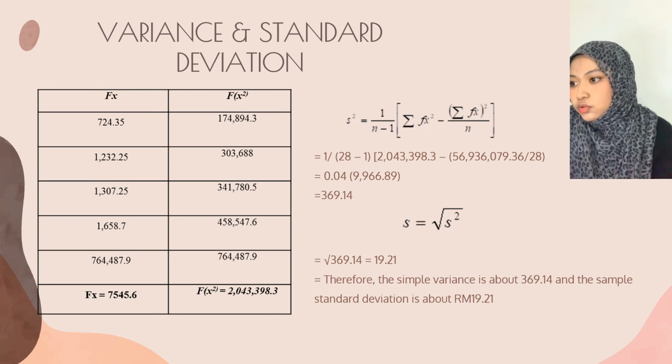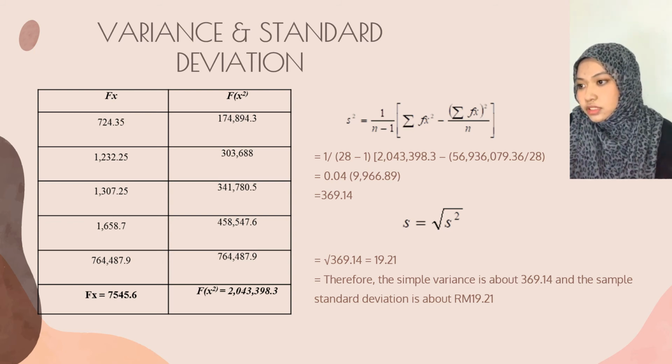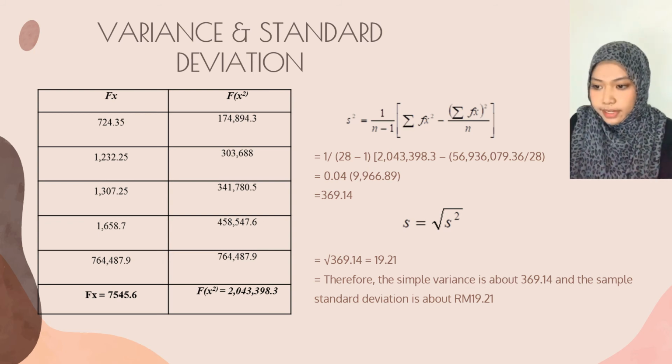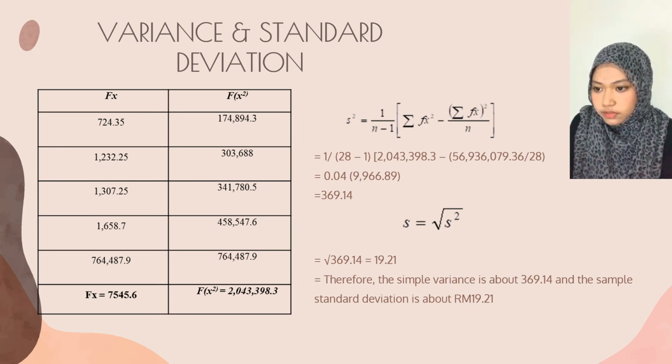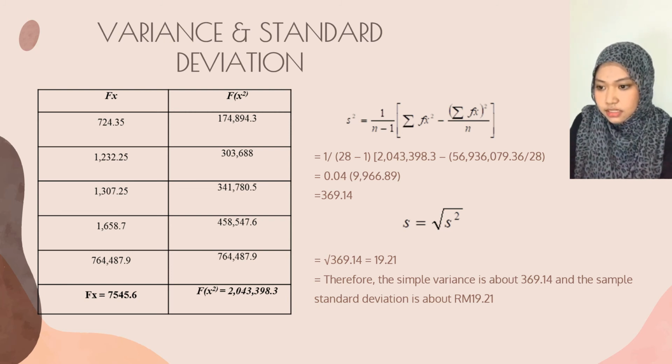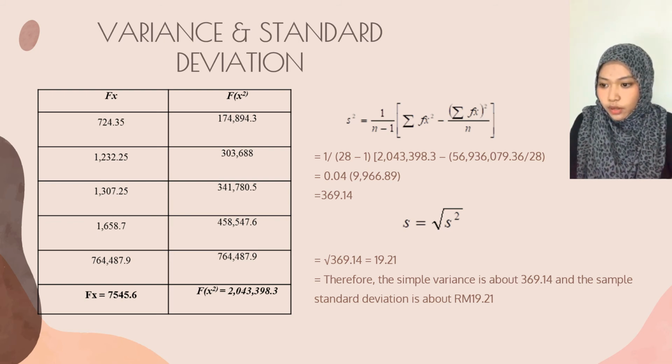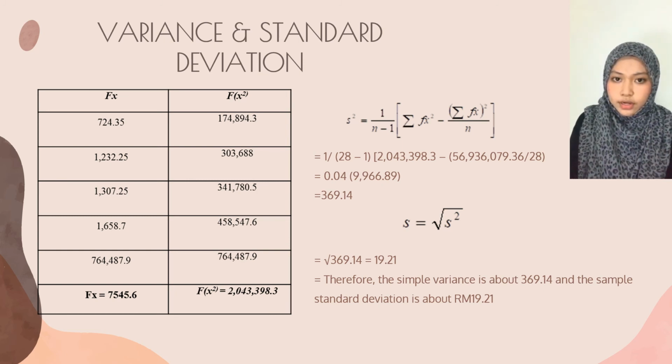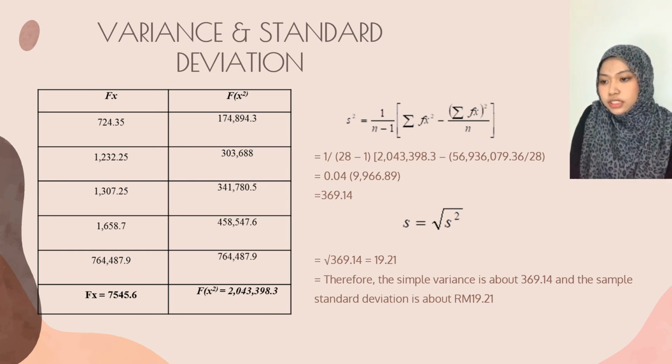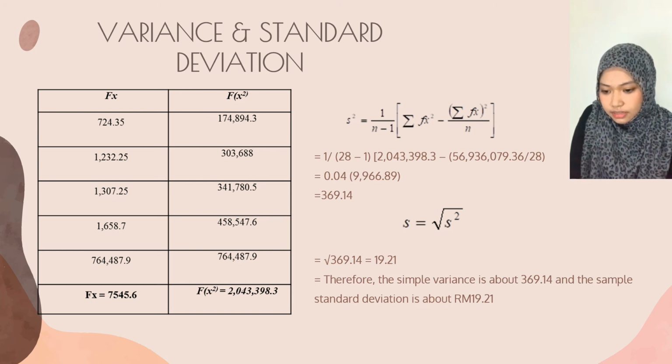After you replace all the values in the formula, you need to solve the bracket first. After you solve the bracket, you will get 9,966.89. You need to multiply it with 0.04, and the final answer for variance you will get is 369.4. So for standard deviation, you need to take the variance answer and square root it, so you will get 19.21.